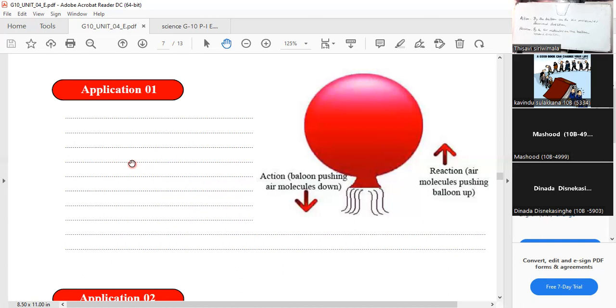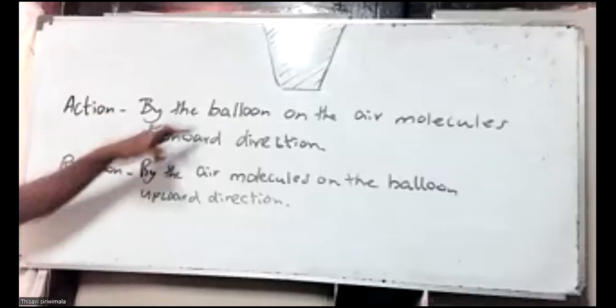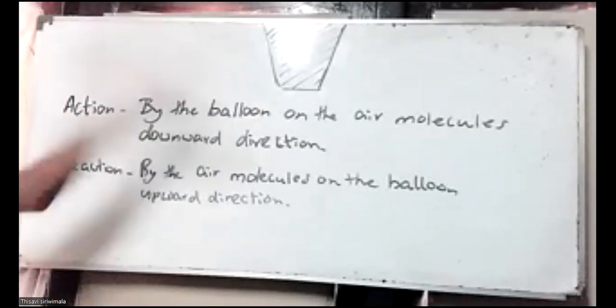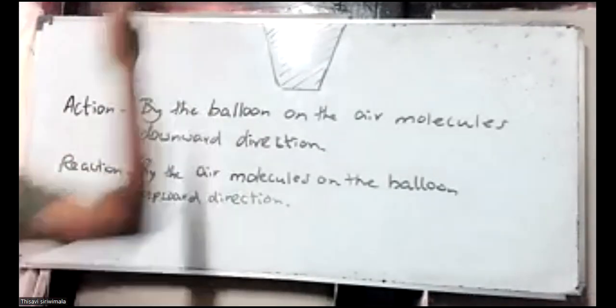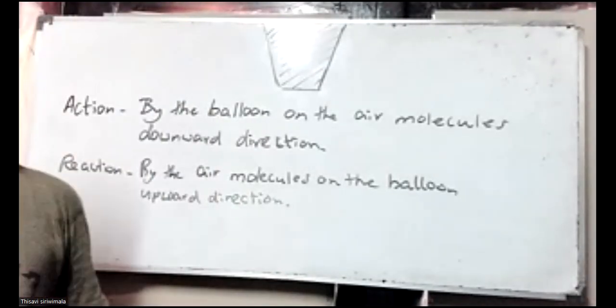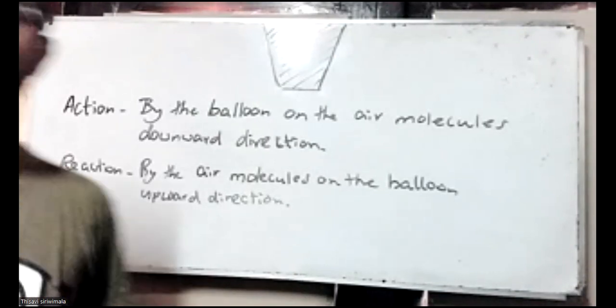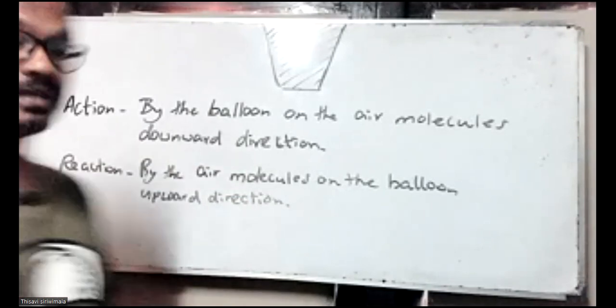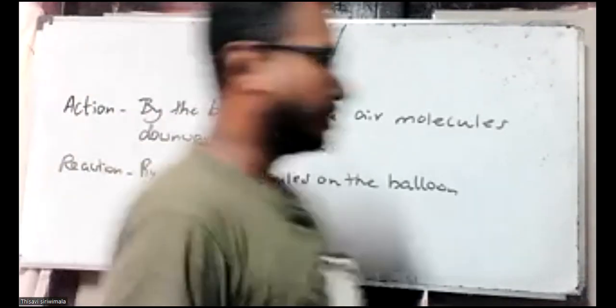So this is the action and reaction for the movement of the balloon. The action is by the balloon on the air molecules in the downward direction, and the reaction is by the air molecules on the balloon in the upward direction. Okay, so you can write the action and reaction in the given spaces in front of the balloon.